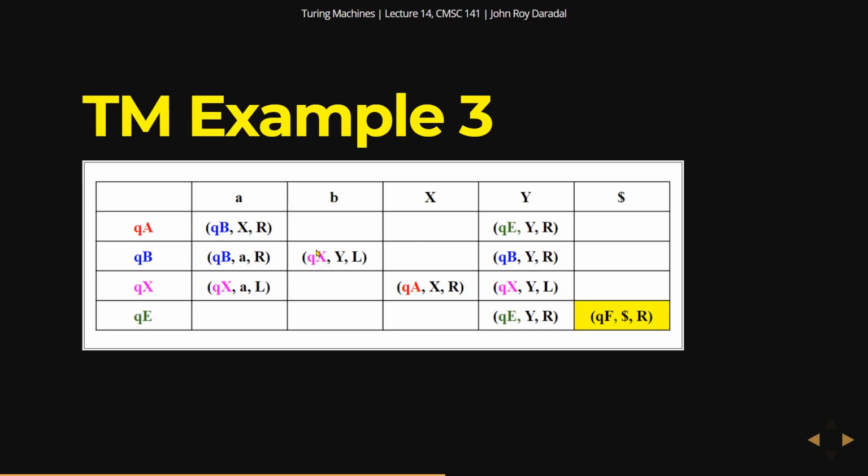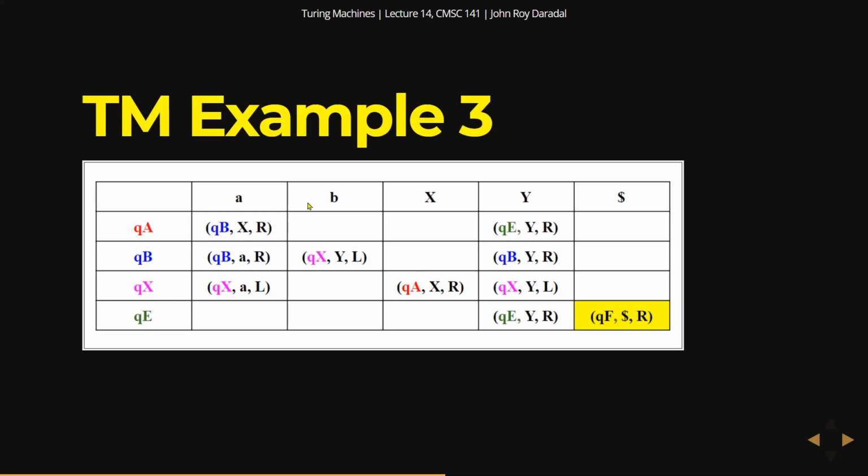So for QX now, you're supposed to look for the last X that you marked. If you see an A or a Y, just ignore it. But once you see the X, you go back to QA, so it's back here, and then go back to the right direction.